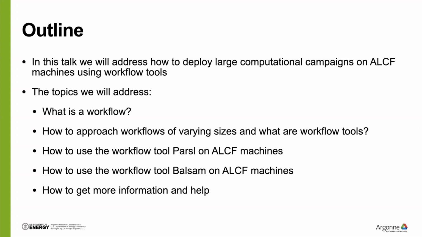Then I'll talk about how to approach workflows of varying sizes, and what workflow tools are and why they are useful. Then I'll talk about how to use two tools on our machines, one called Parsl and the other called Balsam, what they're useful for, and how to run them on Polaris. And then I'll conclude by discussing how to get more information and help with your workflows.